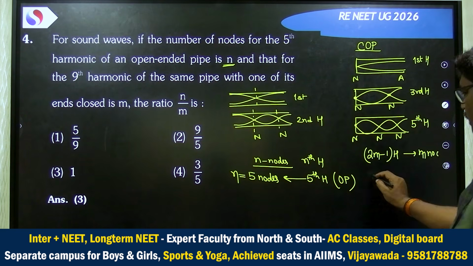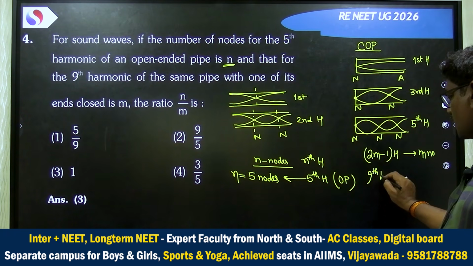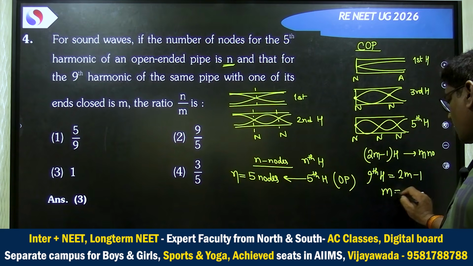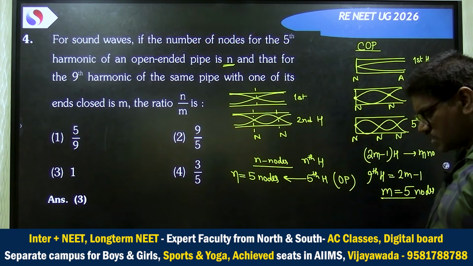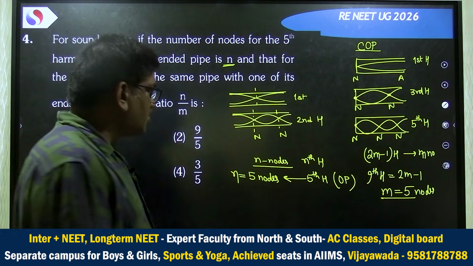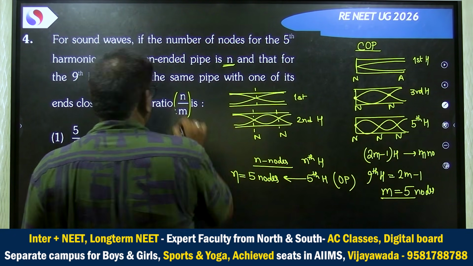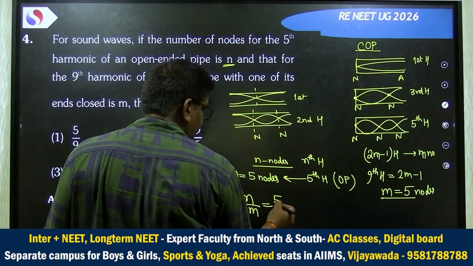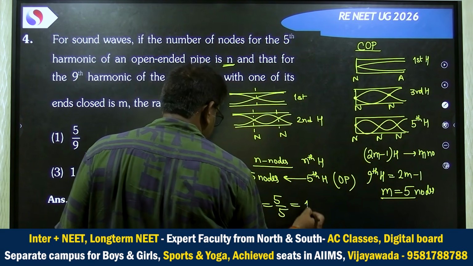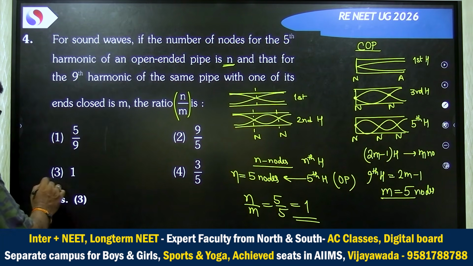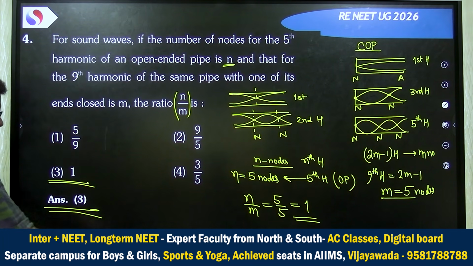So here we are talking about the 9th harmonic, which is 2m minus 1. That means what is m here? m becomes 5. That means 5 nodes are there in the nth harmonic of a closed organ pipe. So now you have the value of m and the value of n. If I ask for the value of n by m, it becomes 5 divided by 5, which comes out as 1. So the answer to this question is 1, which is option 3.